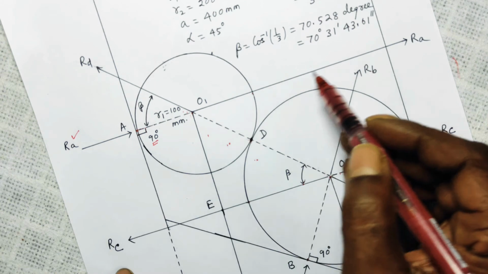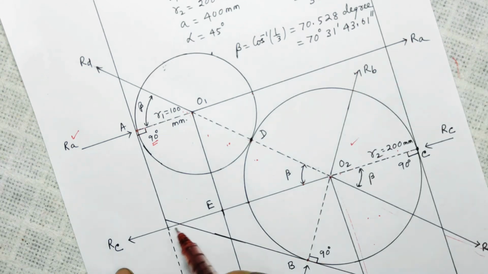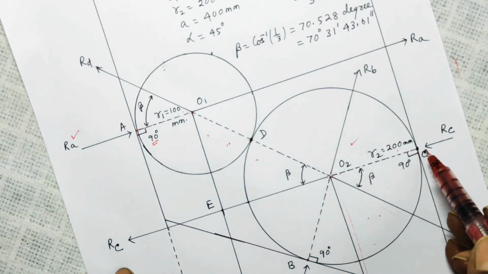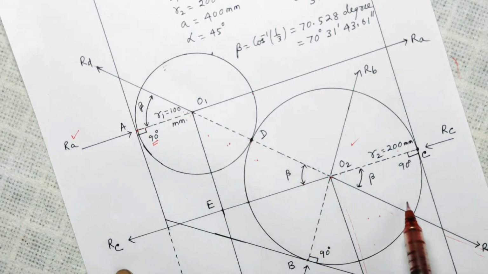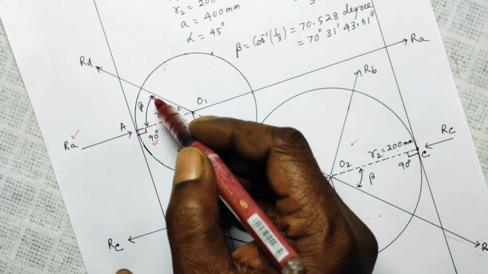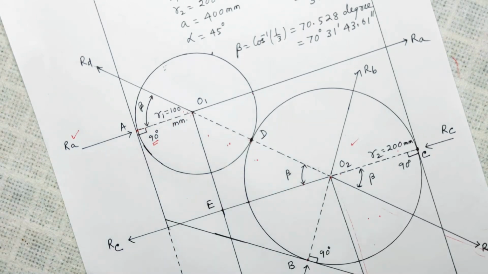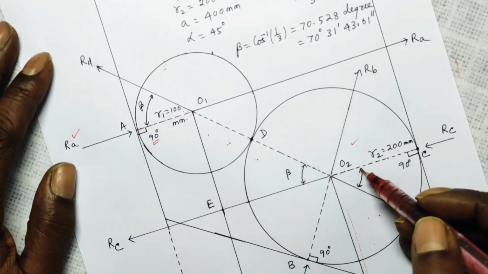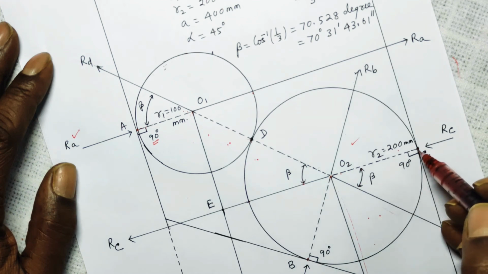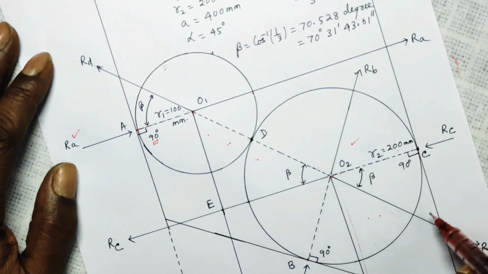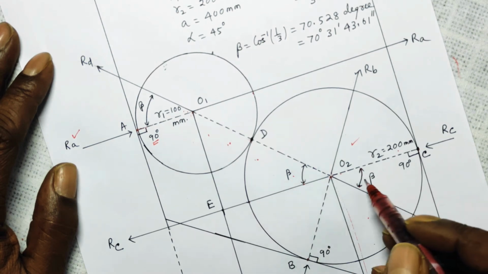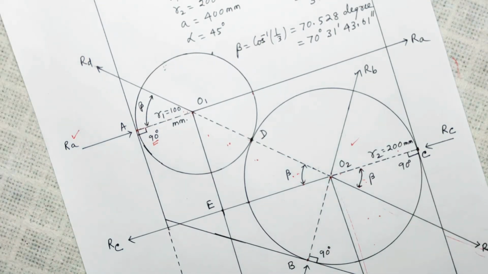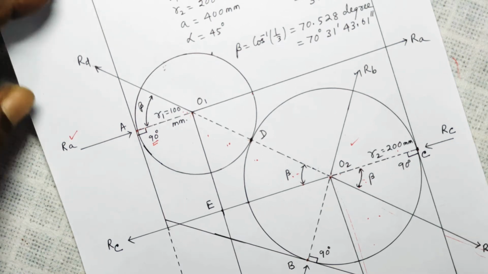Now since this line of action of RA and the line of action of RC are parallel, and this RD line is the transversal, so if this angle is beta, therefore this angle is also beta, corresponding angle. And again, this angle CO2, or let's say RD, this angle is also beta because they are vertically opposite. So let us find out first cos beta.